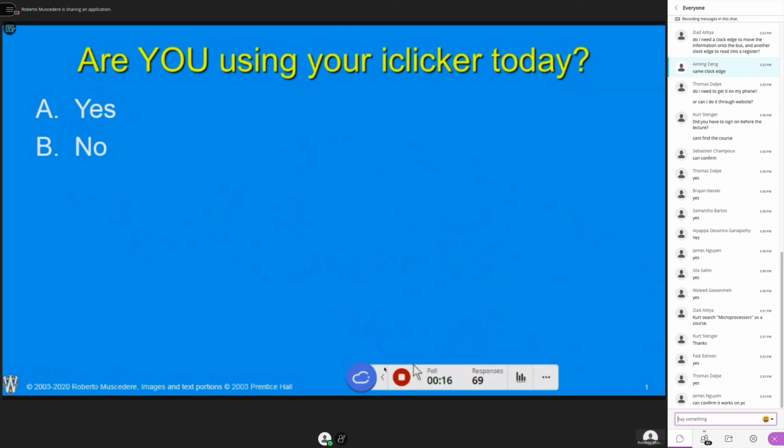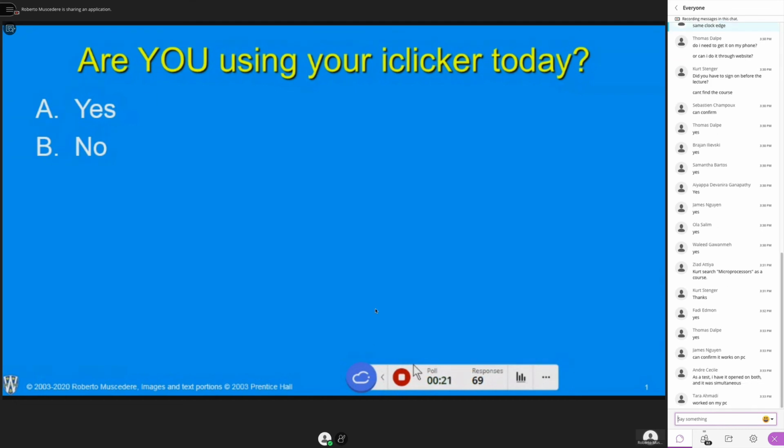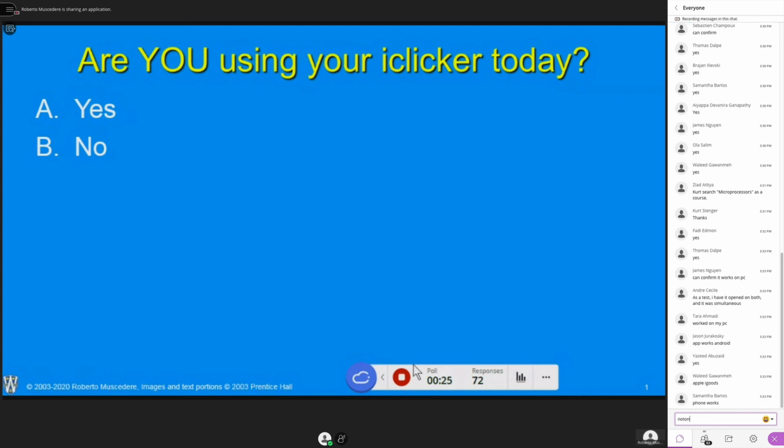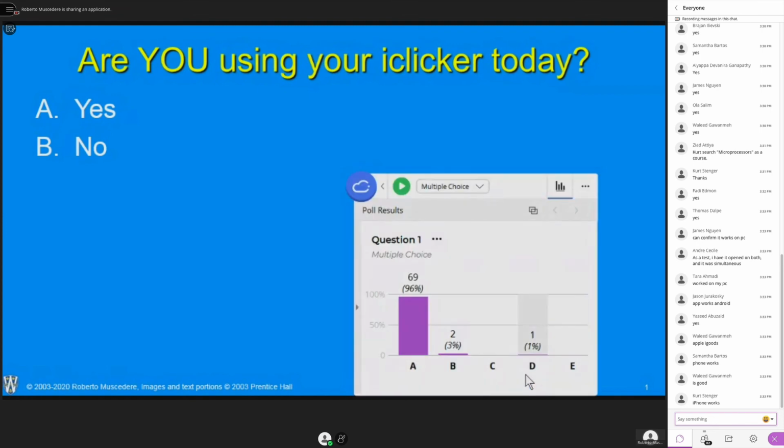So it's working on the PC and the web browser. Anyone using phones, iPhones, Android, if you can chime in. It was simultaneous, worked on my PC, great. App worked on Android, Apple, good. Phone works, good. All is good. Okay. All right, so I can see I got 72 responses, and if I stop the poll, I can see what people answered if I want to see. All right, that's pretty good. Apparently someone entered D. Now, we will always have people who do this. Just keep that in mind.